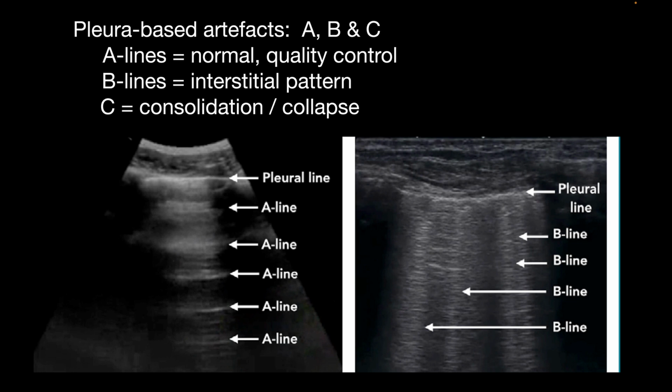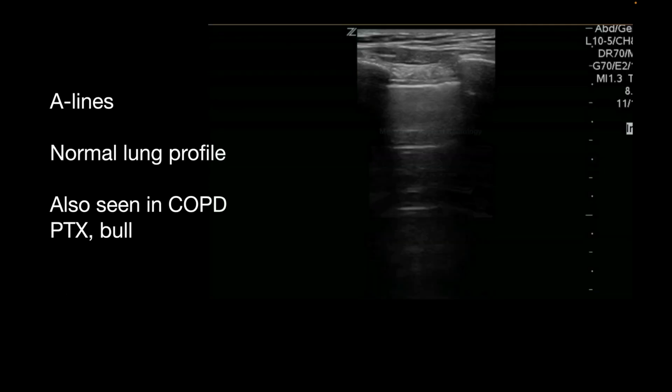So just make sure that you're seeing true B-lines and not very short comet tail artifacts, which are just a few millimeters off of the pleura, because those are generally normal, and it can be normal to have 1 or 2 B-lines, especially in older people. And then the C is what we're looking for, what we call consolidation or collapse, and we'll show a few examples of that later.